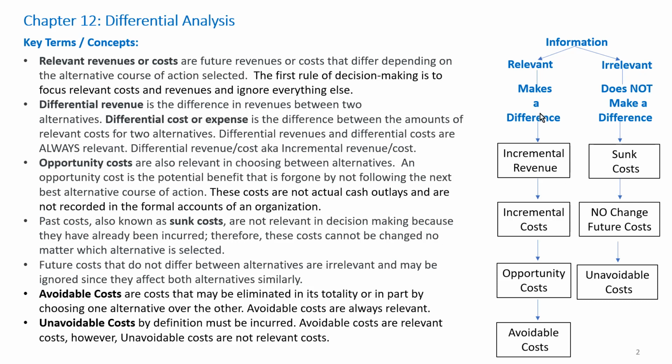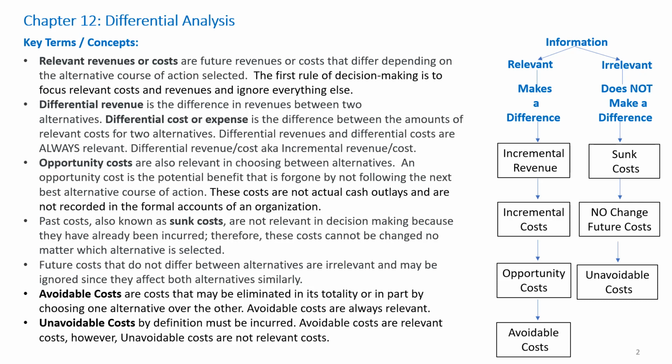Another term you need to be familiar with are sunk costs. Sunk costs are past costs. They're never relevant to decision making because they have already been incurred. Therefore, these costs cannot be changed no matter what alternative is selected. Finally, we can talk about future costs that do not differ between alternatives. Like sunk costs, these types of costs are irrelevant and may be ignored since they affect both alternatives similarly.